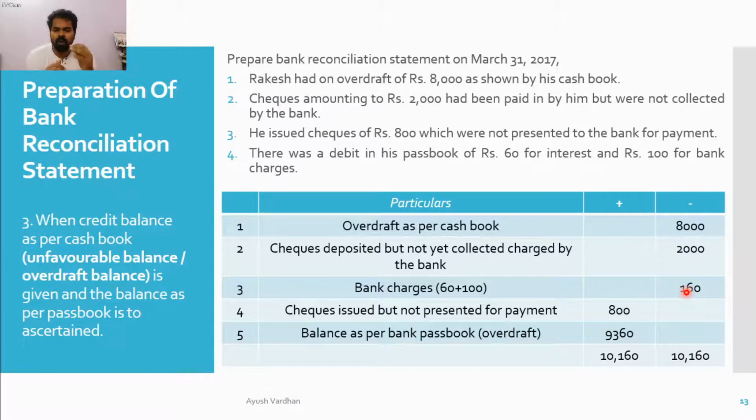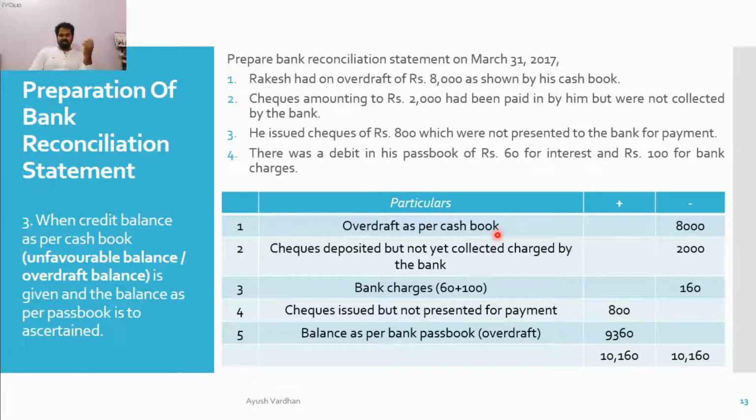So how have these entries happened? Here we have started with the cash book. It's written here that the overdraft as per cash book is 8,000 rupees, so we have started with the cash book. Our target is again the passbook. Okay. Now the first entry is a check deposited but not yet collected by the bank.